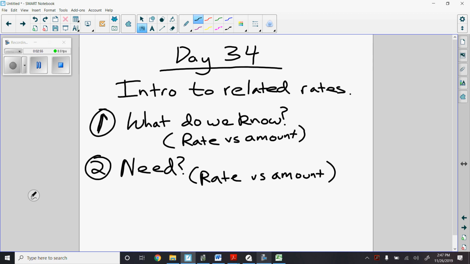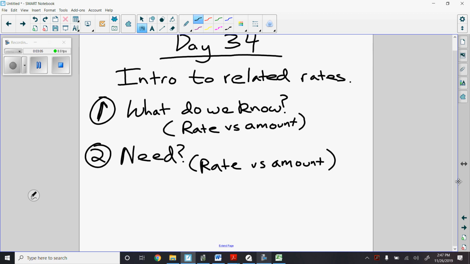So after you've listed what you know and listed what you need, we need an equation that relates the two together. Now, sometimes you're responsible for knowing what equation relates these things. Sometimes they will provide an equation for you.